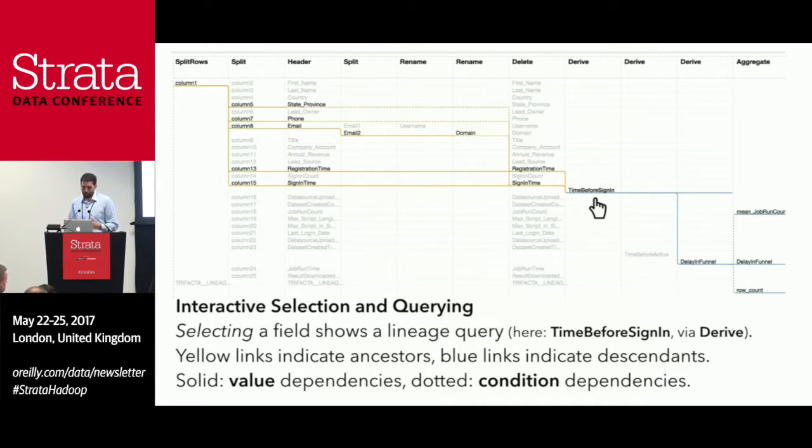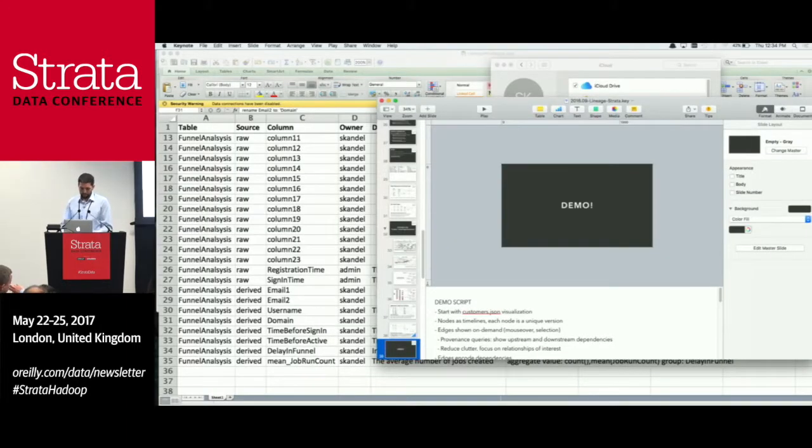For the value dependencies, again, we'll use solid lines, and for the conditional dependencies, dotted lines. And then similarly going forward, we can see that time before sign-in is necessary and used to produce that delay in funnel attribute, which itself is then needed to produce the final report. So with that, I'll jump into a very quick demo.